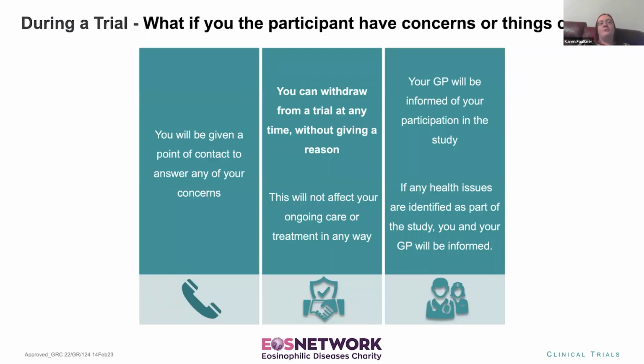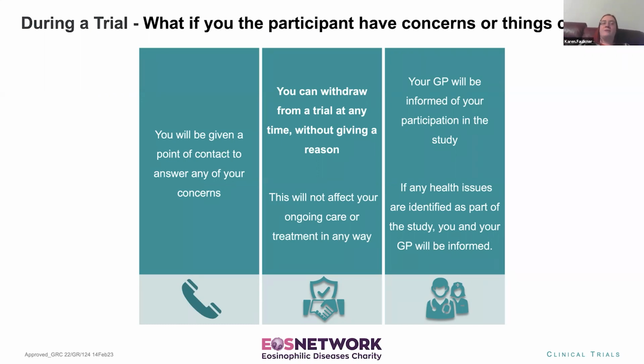You will be given a point of contact during the course of the study. So within the patient information sheet, there will be a section on who to contact. There'll be a point of contact generally. There will also be a point of contact if you have a concern, and there will be an emergency contact, which is what I am tonight for all of the patients on the trials within my company. So that you won't be without contact. You won't be left out on a limb and not knowing who to call.